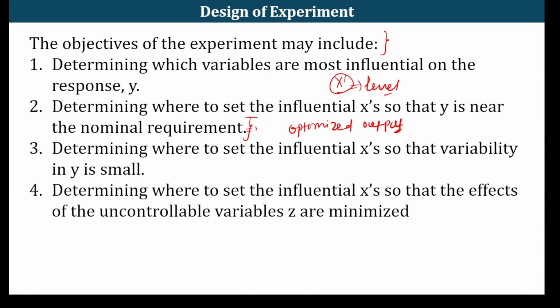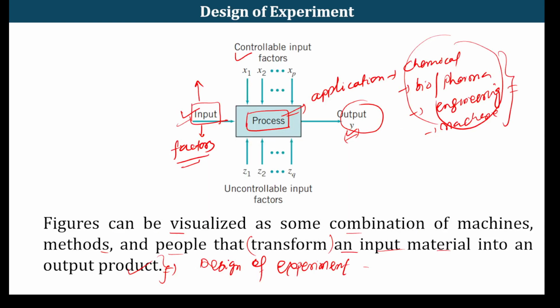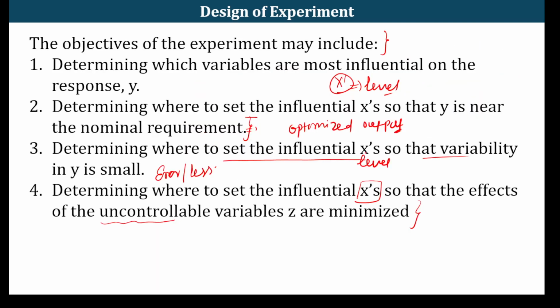Then our objective will be to set the influential X at a level so that the variability in Y will be small, meaning there will be less error. Then, after determining where to set the influential X, the level of X should be such that the effect of the uncontrollable variable Z is minimized. We can optimize or level this so that the influence of this parameter on Y, meaning the output, is less. So these are some objectives when we talk about the design of experiment.